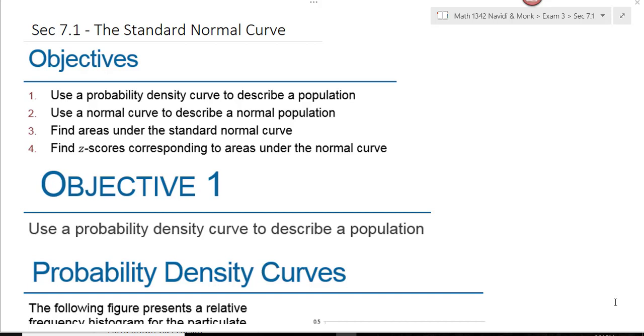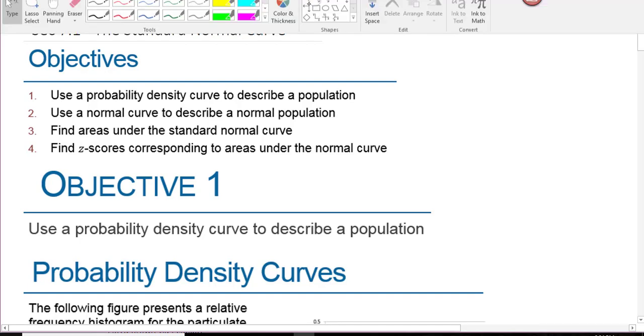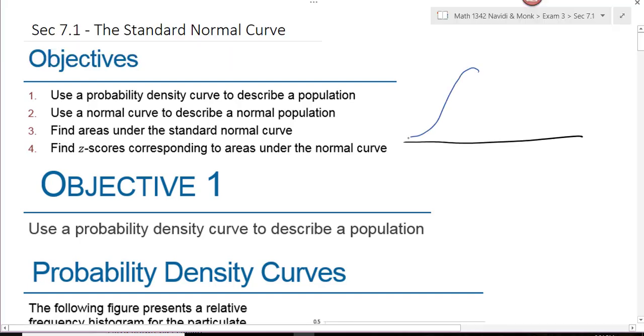Section 7.1 is the standard normal curve. We've looked at normal curves before. Do y'all remember? Normal curves have this general shape. They're symmetric and unimodal. And we said that the mean is in the middle and then the standard deviation goes out so far. And I'll have a picture in a little bit.